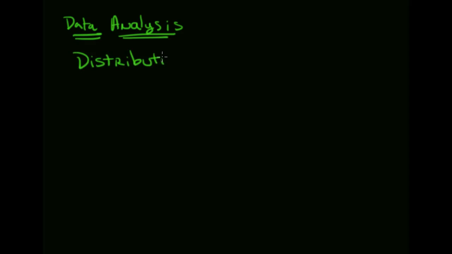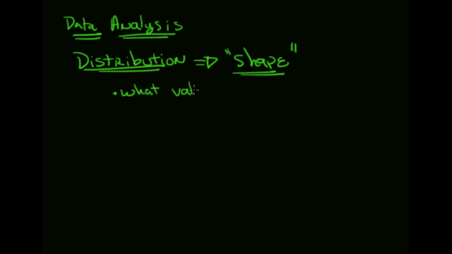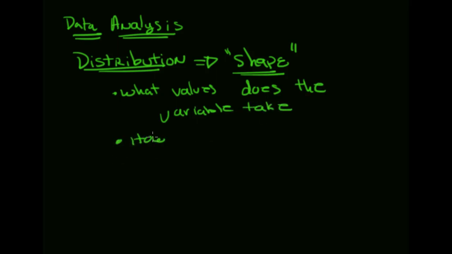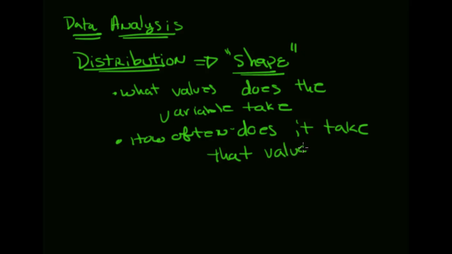How is the data distributed, right? Oftentimes we're going to talk about this using the colloquialism shape. This is the shape of the data, right? So what you're going to do is say, all right, what values does the variable take, and how often does it take that value? This is the values versus what we call a frequency, right?